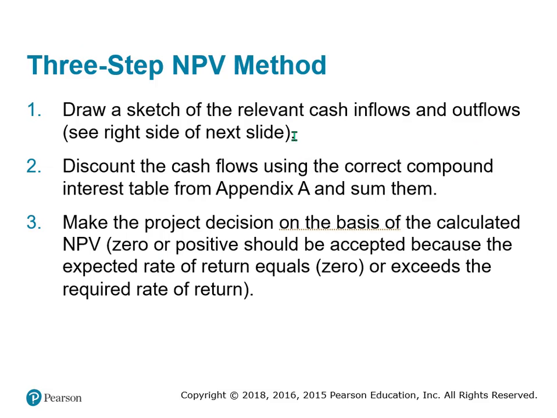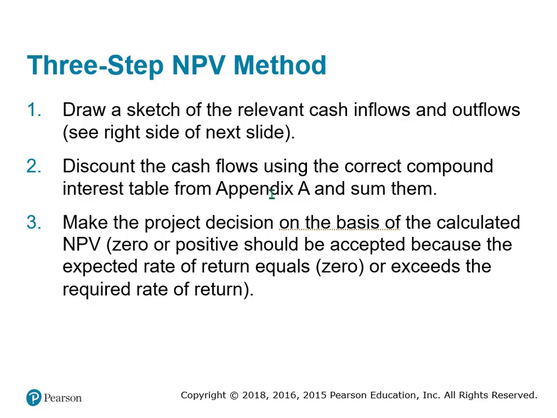So you're going to draw a sketch, discount the cash flows using the correct compound interest table from Appendix A, and what we'll use are cash flow tables. Some of you might want to use your calculators. I like tables probably just because I'm used to them and because it helps me catch mistakes. I have a better reasonableness idea than I do with a calculator. If I put it into a calculator, I don't know what's going to come out.